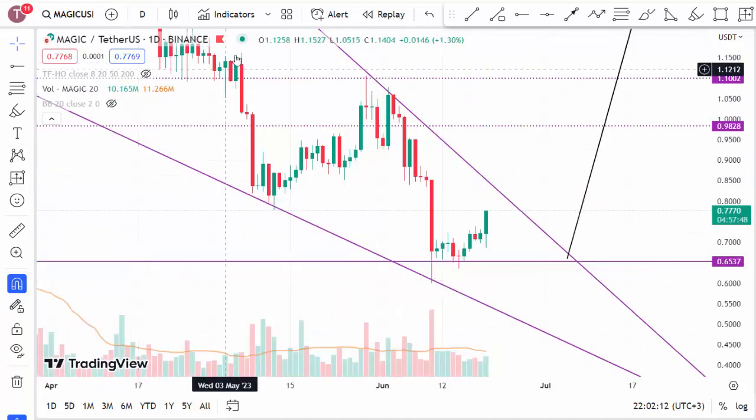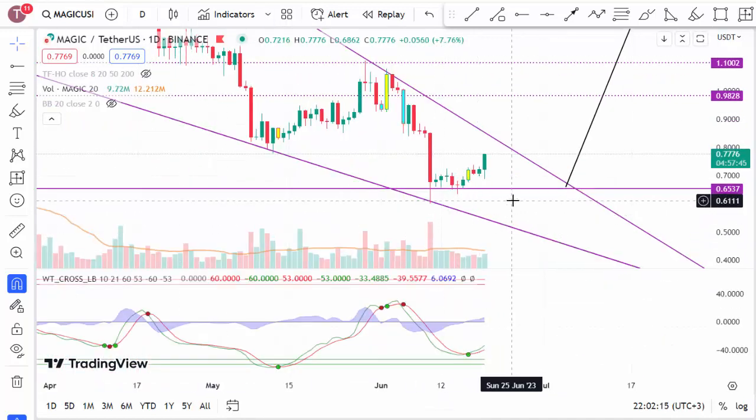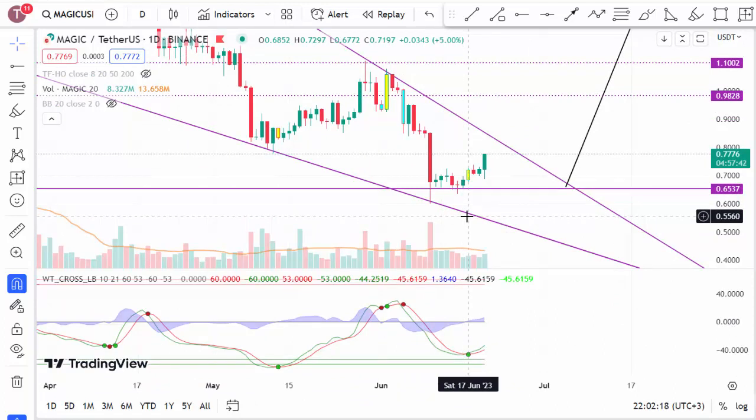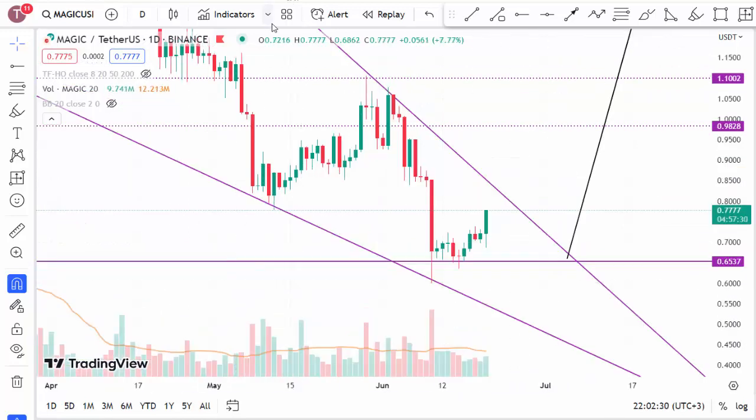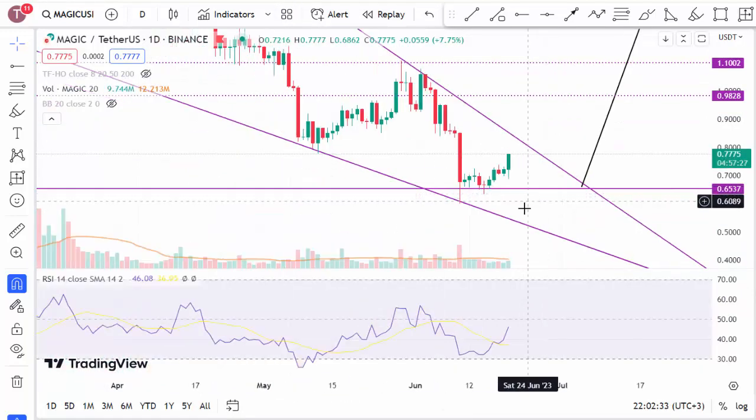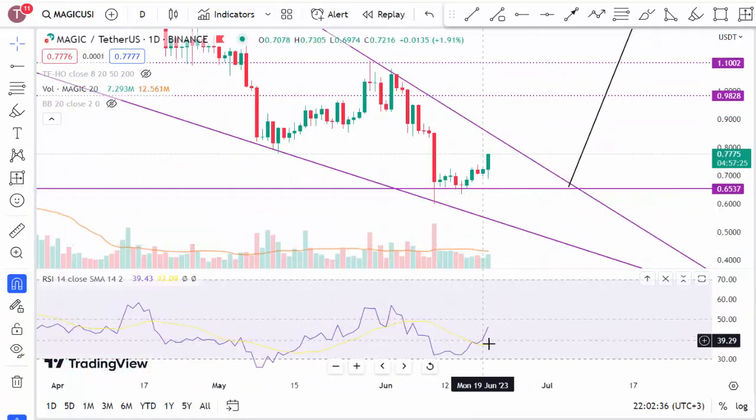After closing our Fisher indicator, let's take a look at our WAVA trend indicator. On June 17th, WAVA trend provided us with a buy signal and indicated that if there is no downward break, the price could continue to rise. After closing WAVA trend, let's finally check our RSI indicator.